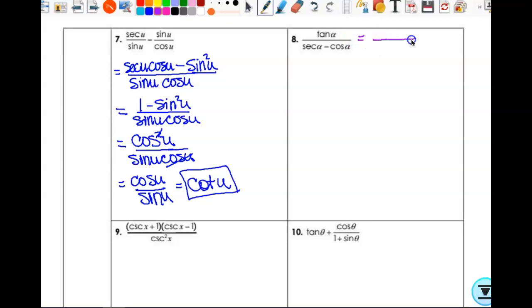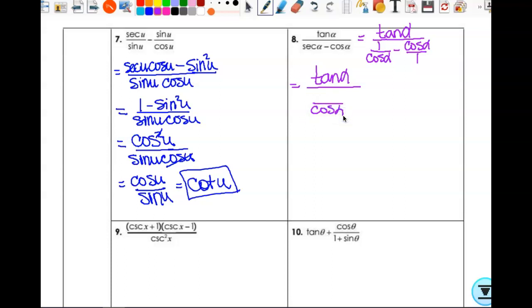So this is equal to tangent of alpha over, and then secant is 1 over cosine alpha minus cosine alpha over 1. Okay? So I will definitely have fractions and fractions here, but just don't make stuff up along the way. You'll be fine. I need a common denominator in the denominator. So my numerator is still tangent alpha. The denominator of the denominator, my common denominator there is going to be cosine alpha.